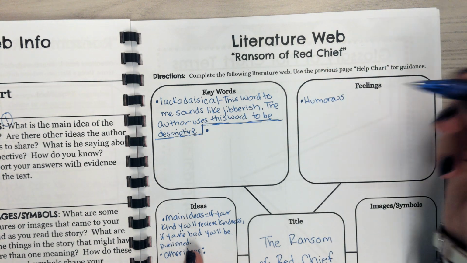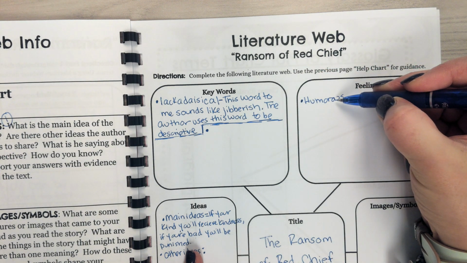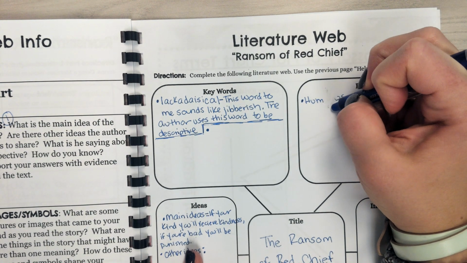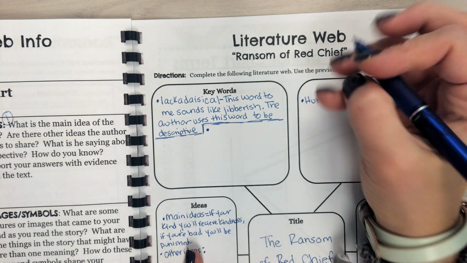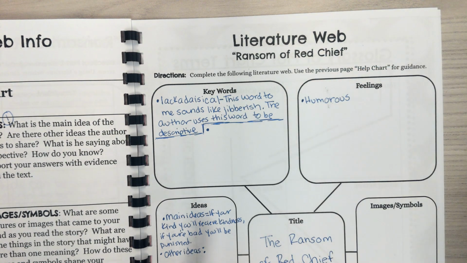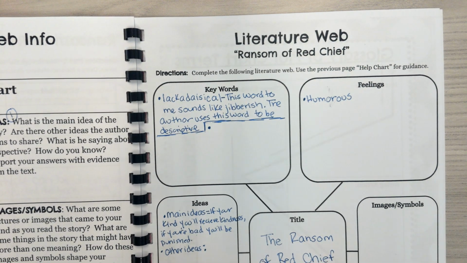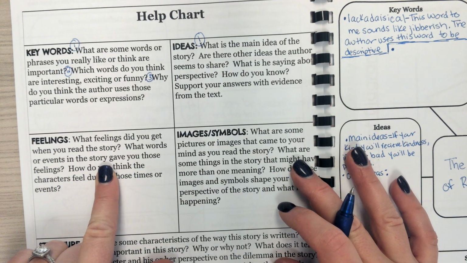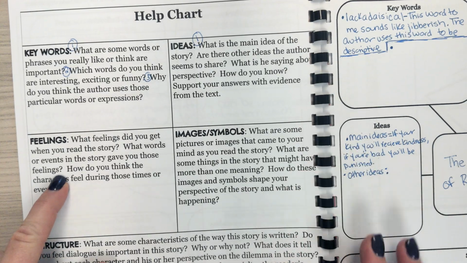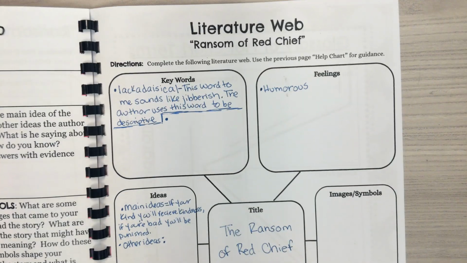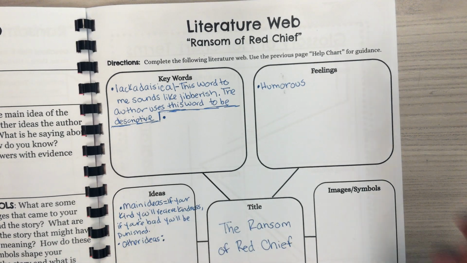Humorous. That's an O. That's an R. That's an O. That's a U. That's an S. Can you read that? Maybe I should rewrite it for you. Humorous. Like that. And it says, what words or events in the story gave you those feelings? That means that I need to be descriptive. Maybe I can even quote the text a little bit.